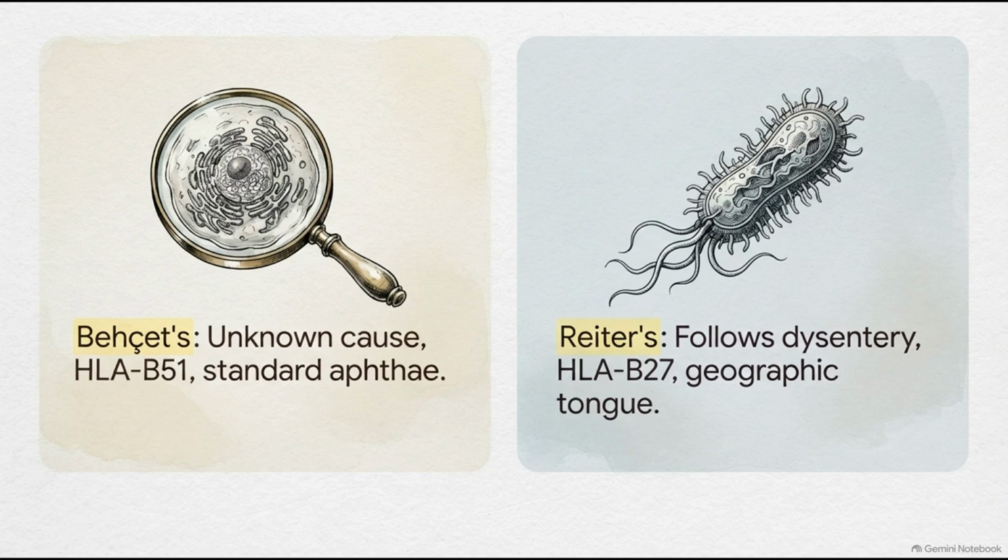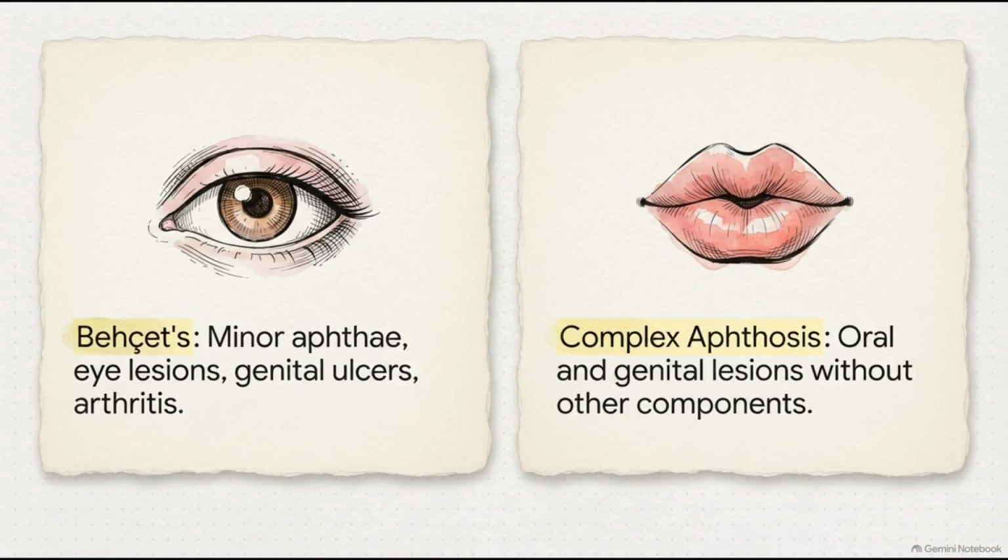The oral lesions in Reiter's often resemble geographic tongue, presenting with irregular zones of erythema and raised serpentine borders. Behçet's, on the other hand, almost exclusively presents as standard well-defined aphthous ulcers with a necrotic center. It's also super vital to distinguish Behçet's from complex aphthosis. Now, complex aphthosis features both mouth and genital ulcers, which might initially make you strongly suspect Behçet's.